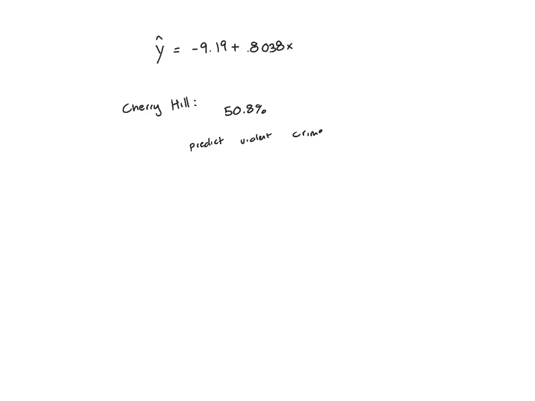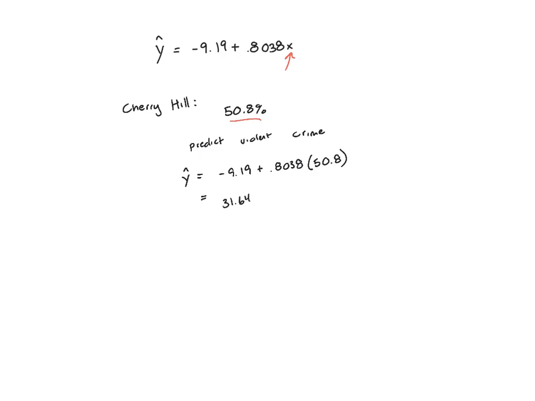So in order to do this, we need to take our value here, and we're going to plug it in for X. So I'm going to predict the violent crime rate, y hat, by using negative 9.19, once again my y-intercept, plus 0.8038 times the absence rate of 50.8. The regression line itself is designed to use the percentage without converting it to a decimal, which is really nice. Doing this and plugging in, I get a violent crime rate of 31.64.